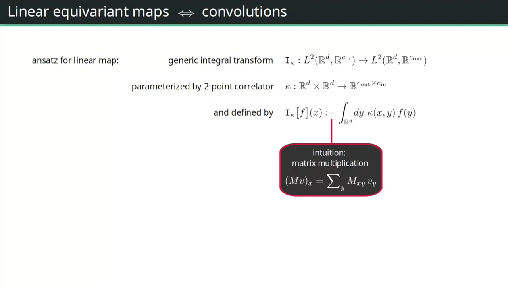In this simple case, we would still have a scalar kernel and a vector with a scalar at each entry. But we have an input feature map which has multiple channels, so at each point you have a C_in-dimensional vector, and you want to produce an output field which has at each point a C_out-dimensional vector. So in addition, this correlator has to give you, for each pair of points in R^d, a C_out times C_in matrix.